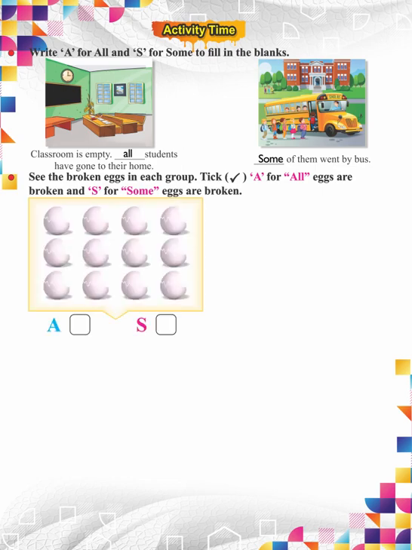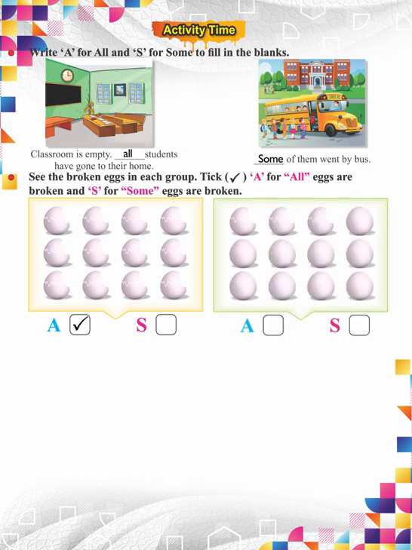In picture on the left of the page, all eggs are broken, so tick the A. In picture on the right side of the page, some eggs are broken, so tick the S. That's wonderful.